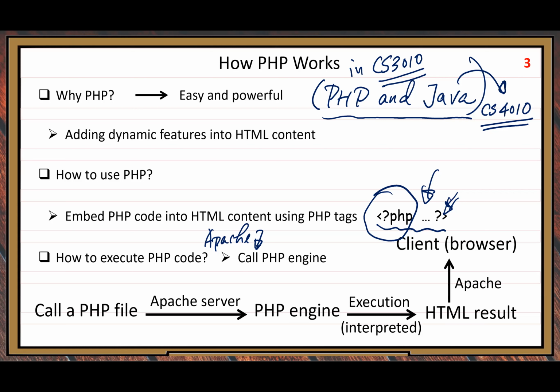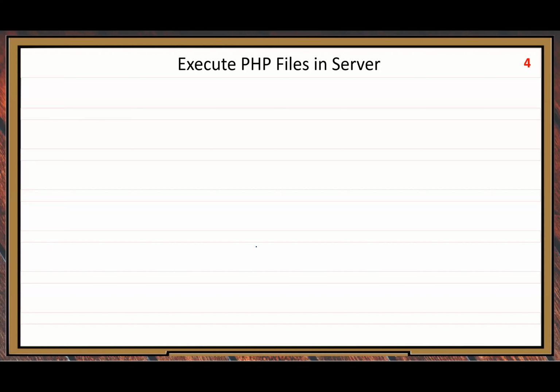So you will see the display result. That's the whole procedure, how PHP works behind the scenes. We cannot see it, but if you know how things work behind the scenes like this, then when you do the coding, you will feel more comfortable, feel you are doing the right thing. That's some background to make you feel comfortable before you do the coding. Next, execute PHP files in the server.